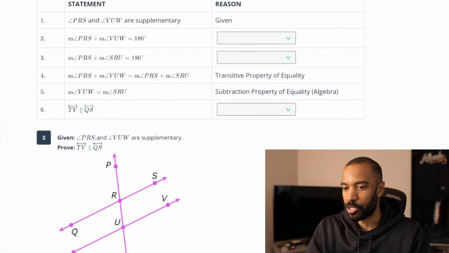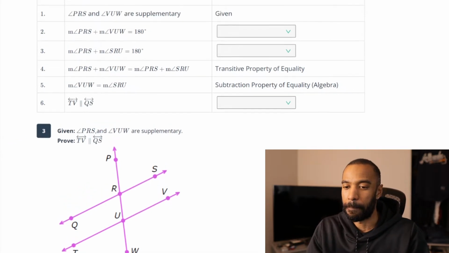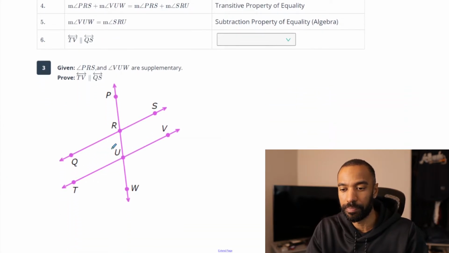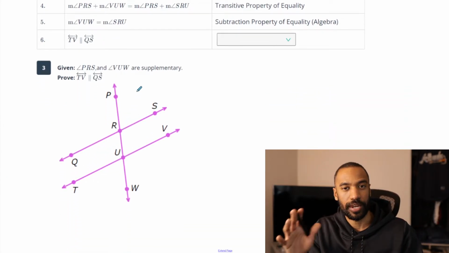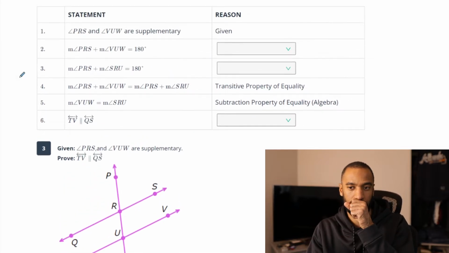Six steps here to prove that two lines are parallel. Okay, so this is interesting. And if you've done any of the parallel things before, then you probably know how this stuff works. We need to show that certain angles are congruent or supplementary to each other in order to prove that the lines themselves are parallel. Okay, so here we go.